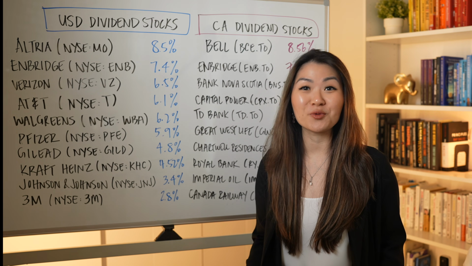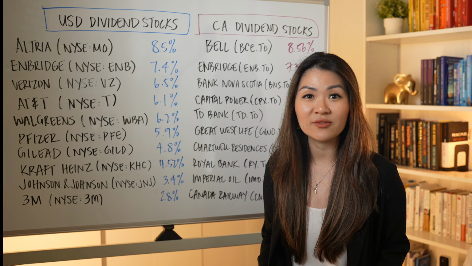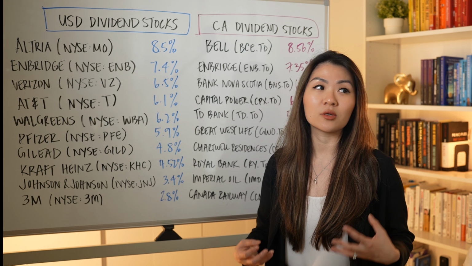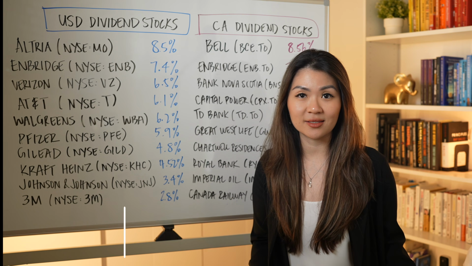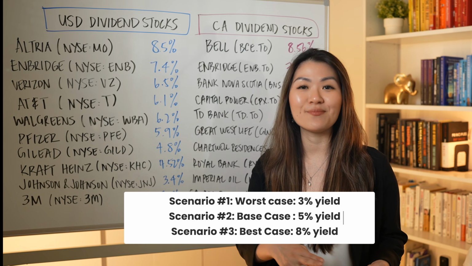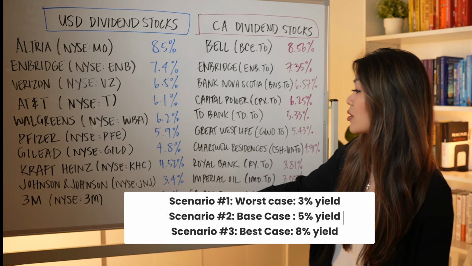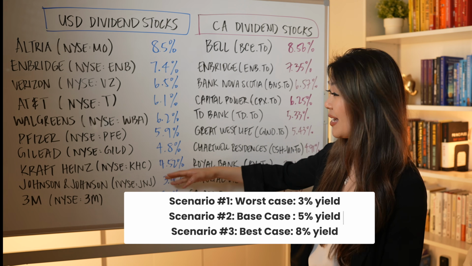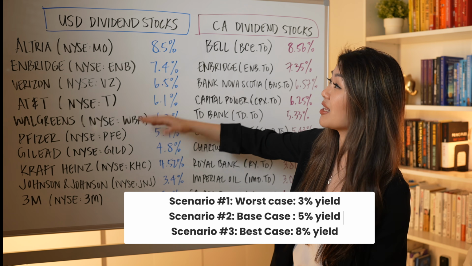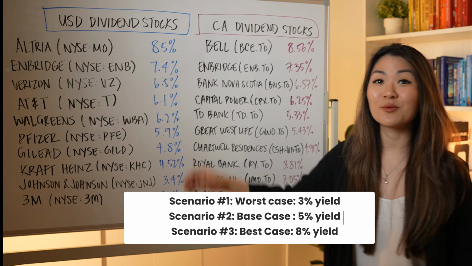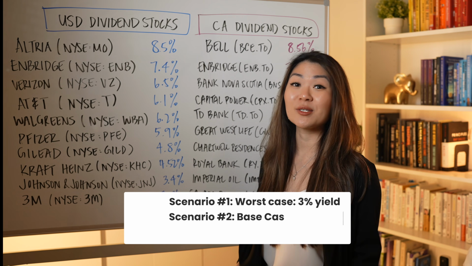So in the finance world, when we have calculations that are sensitive, we like to do something called running multiple scenarios, called cases. Worst case, base case, and best case. We can make a quick assumption that a worst case scenario would be 3%, a base case would be 5%, and the best case would be 8%. So we're going to use these three data points to help us with the calculation.